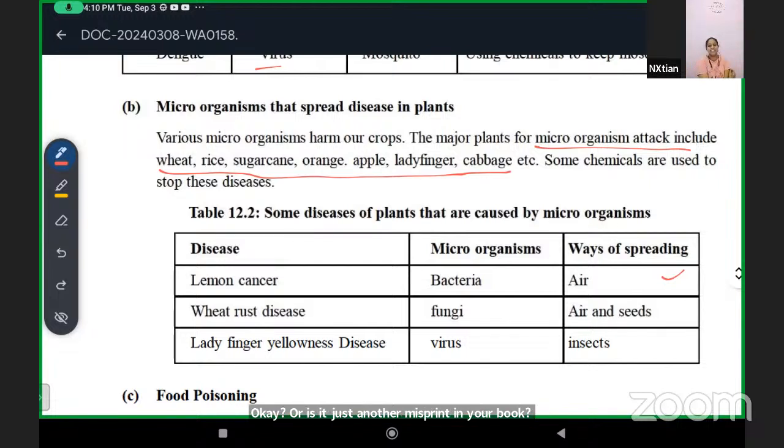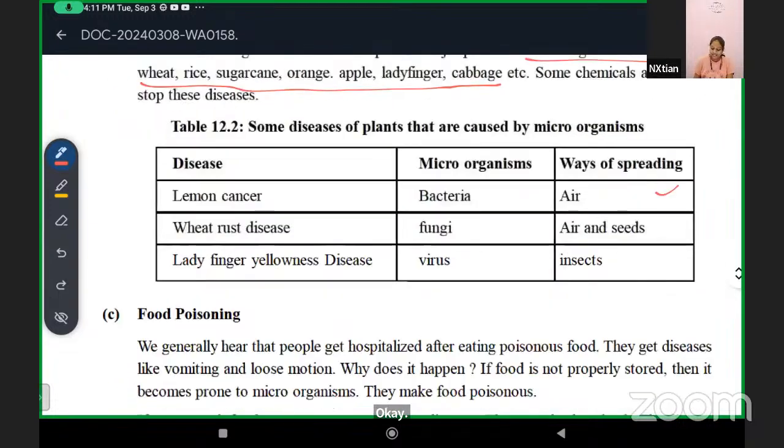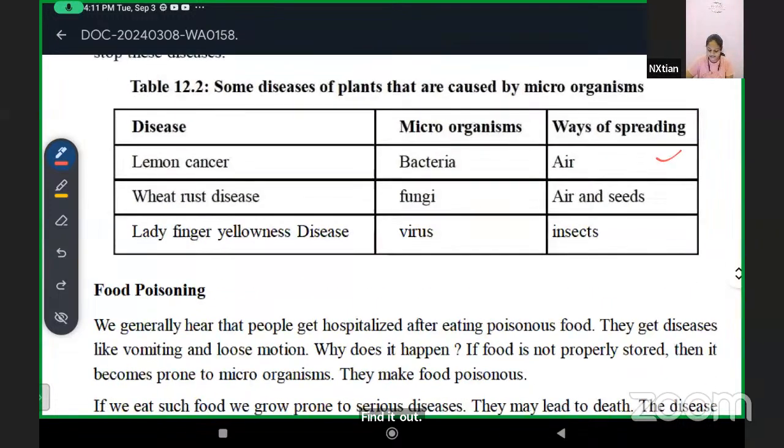Okay, find it out. And then there is wheat rust disease. Wheat rust. Now, what is this? I never heard of wheat rusting. Me too. I haven't heard of it. I think they did something wrong here. Ladyfinger yellowness disease. I think they're giving all sorts of sicknesses that are named after food.